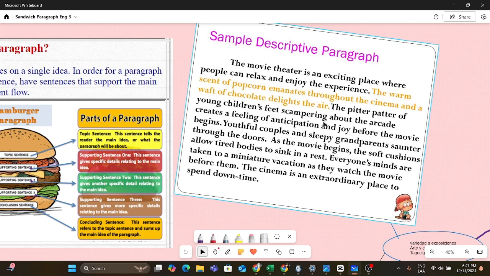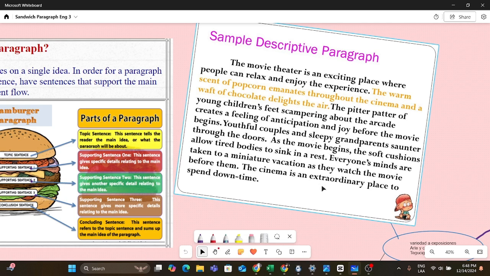So this here makes us feel relaxing. So here we are supporting this point. It makes us feel excited because we're going to watch a movie, right? That anticipation makes us enjoy also. So all the ideas are supporting the main idea. All these supportive ideas are supporting the main ideas.